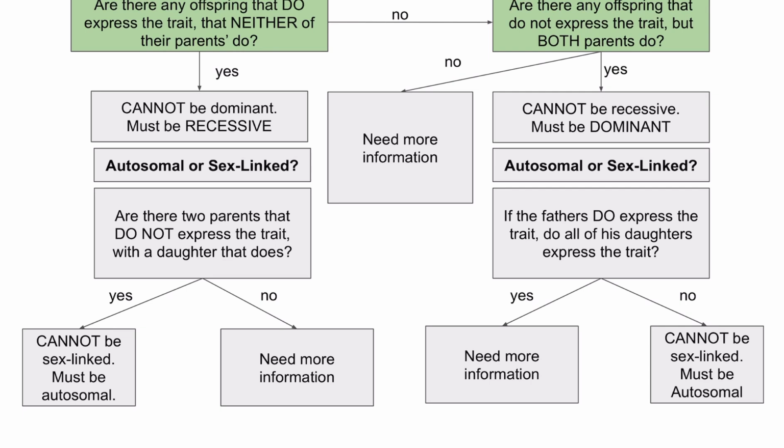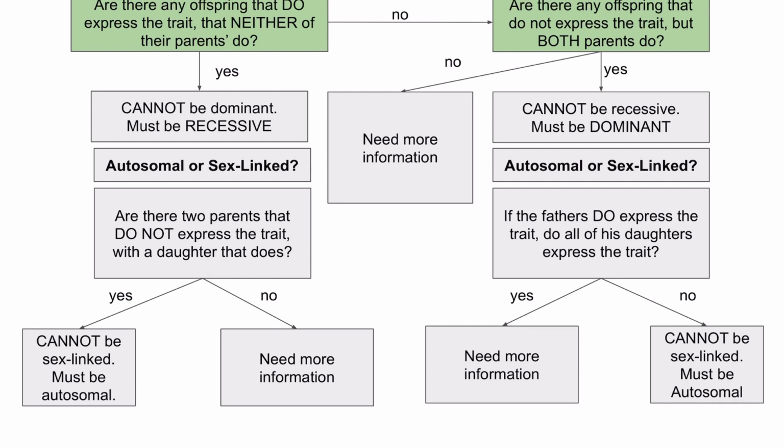So if the daughter has it, she would have to get one recessive trait from the mom and one recessive trait from the dad. And if the dad only has one X and it's recessive, then he would have to express the trait. So if he doesn't express the trait and the daughter has it, it can't be sex-linked, so it has to be autosomal. Okay, if you don't have a pattern like that, then you just need more information. It could be sex-linked recessive or autosomal recessive. You don't have enough evidence to support one or the other.